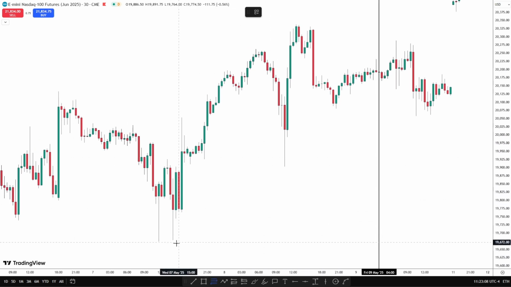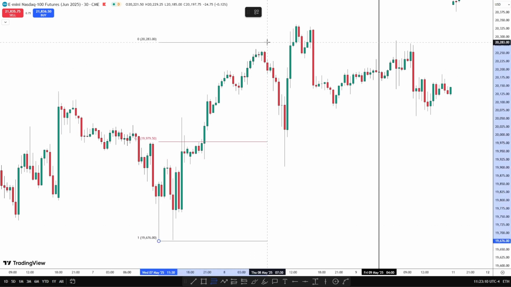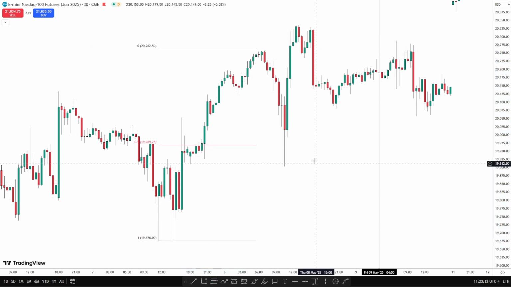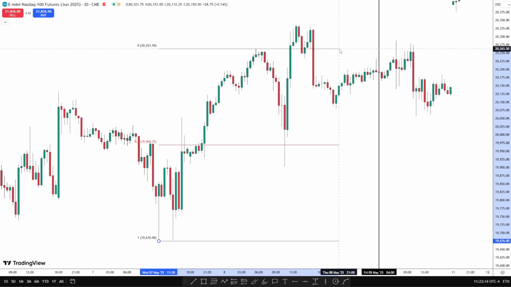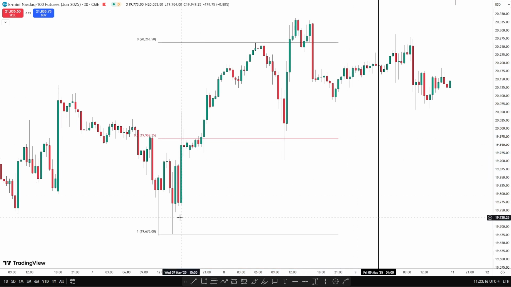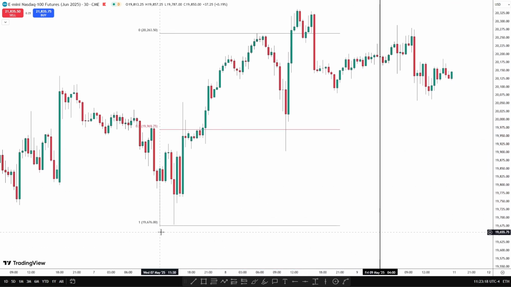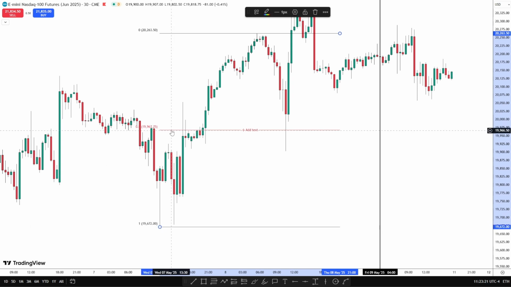So as you can see, we've got our range here. We have our prominent low and our prominent high before the reaction. So I'm just going to drag that out. Now what else do we have? We have our low down here, our high and our higher low right here, and then our higher high.